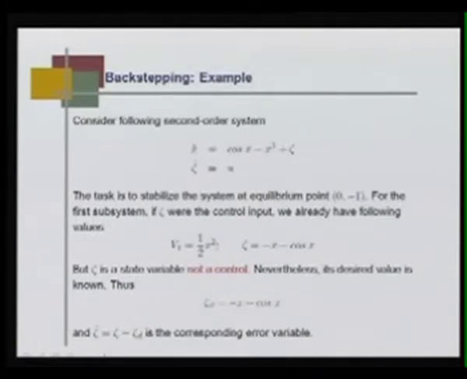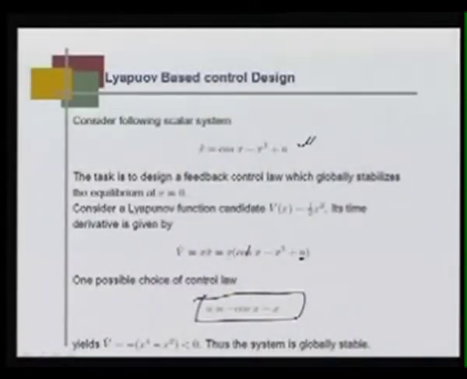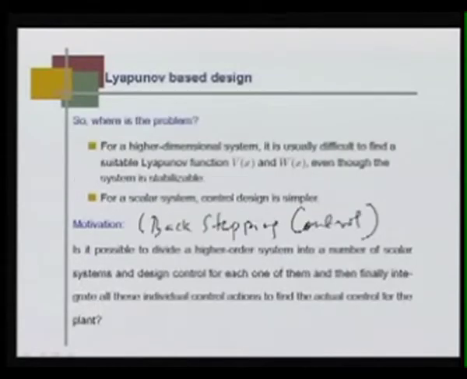What I am trying to say here is that we saw that for a simple system like a scalar differential equation, designing a control action was very simple. But if a complex system, a vector differential equation, is there, can I divide this vector differential equation into simple subsystems, such that for each subsystem I can design a control action using a Lyapunov function? Is it possible? Now we will see how we can do that.